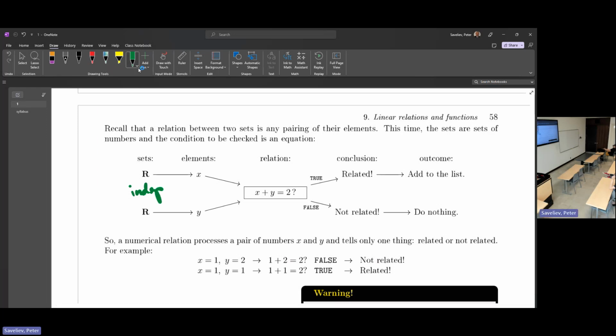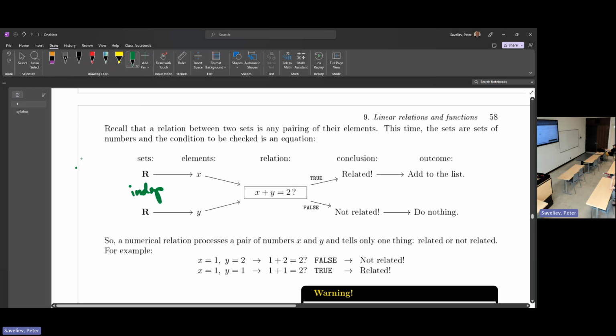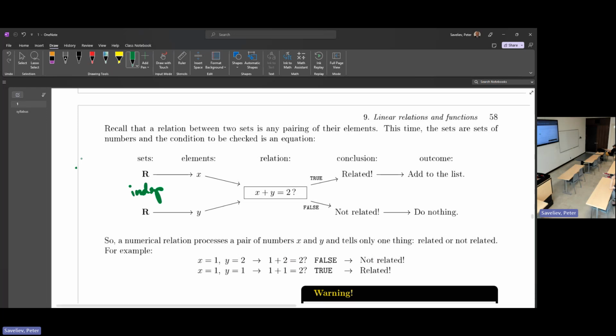Independently, and then they plug into our equation x plus y is equal to 2, and if the statement is true, then they're related. We add them to the list. If not, we remove them.